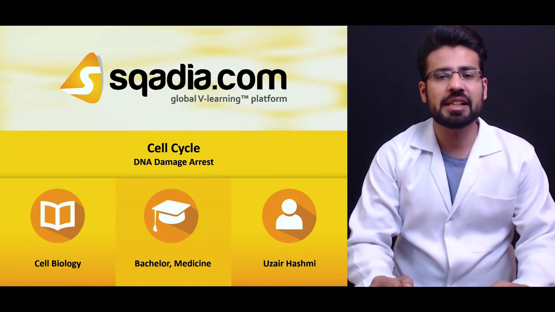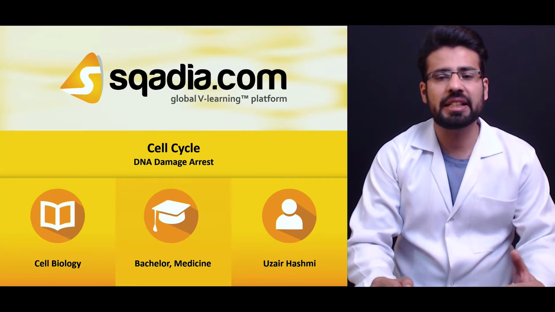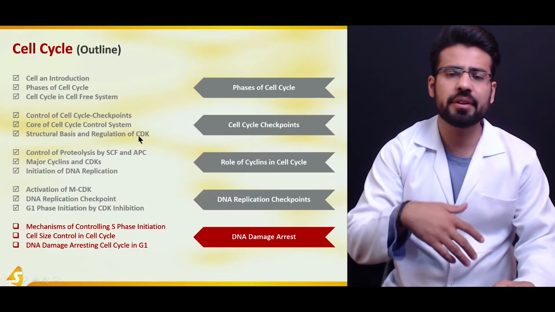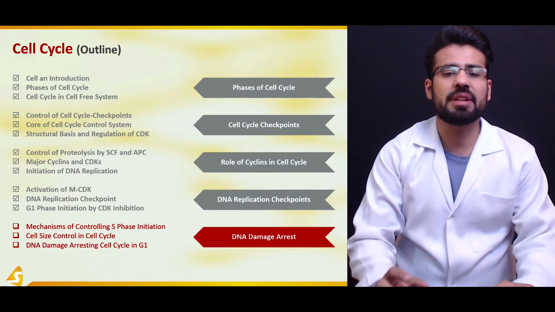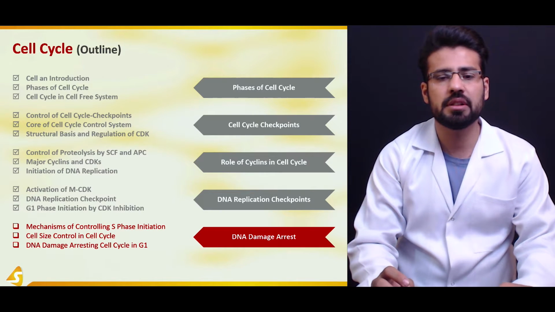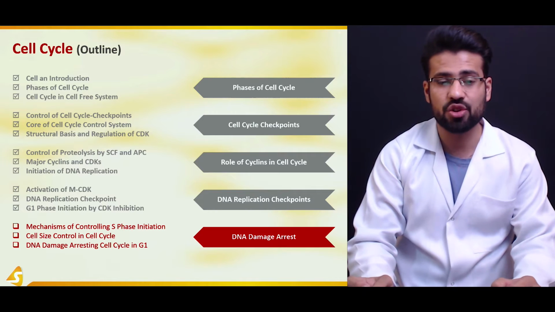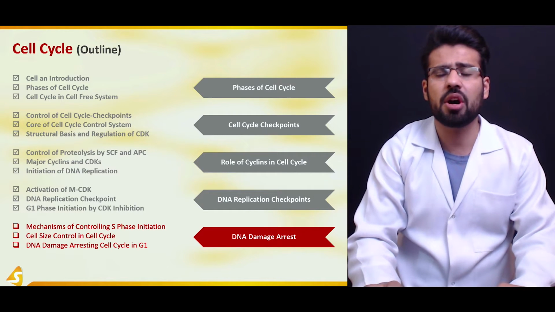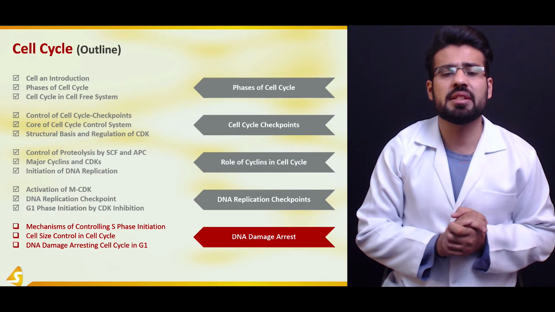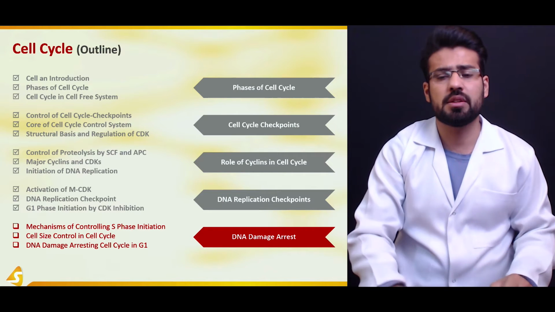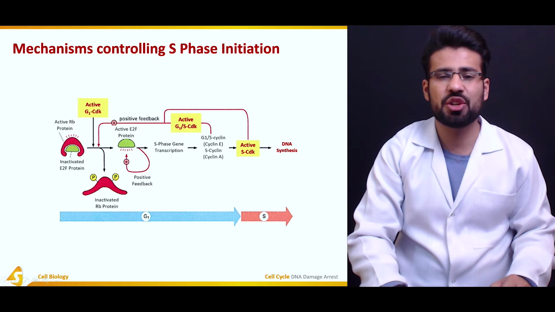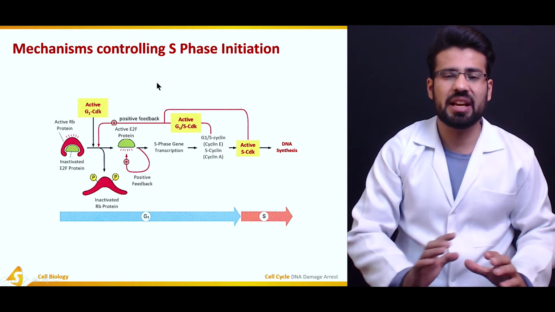Today we are discussing the cell cycle, and we are at the last section, where we are discussing the DNA damage arrest. In this section we are going to jump-start from the discussion of the mechanisms of controlling the S phase initiation, followed by the cell cycle control, and then we are going to have a look at the DNA damage arresting the cell cycle in the G1 phase. Of course, we are going to start off with the S-phase initiation mechanisms that are being controlled.